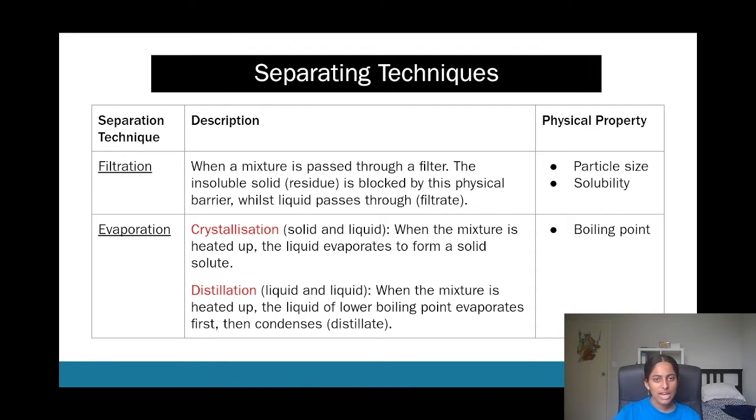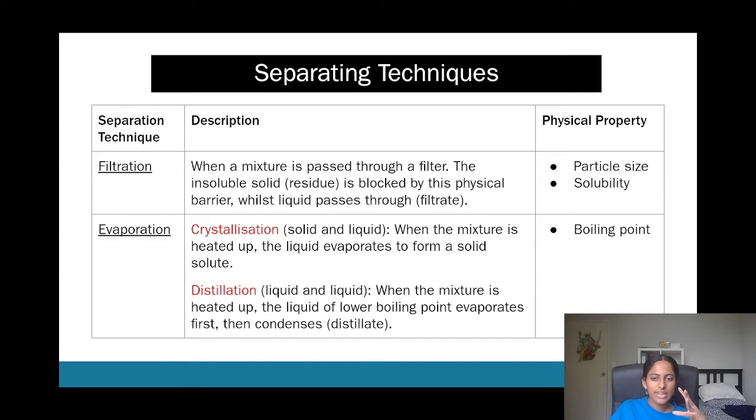Evaporation has two different types. It kind of branches off: you have crystallization and distillation. Crystallization is where you have a mixture being heated up and it cools down. When the solution cools down, the liquid evaporates and you have crystals being formed. You can see different kinds of crystals formed. For example, magnesium sulfate forms crystals, and sodium chloride forms crystals as well. It's really cool.